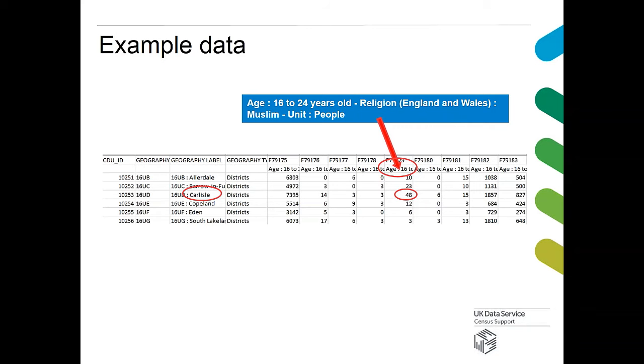And this is what the data would look like if you downloaded it in one of our interfaces. So you can see it's simply a table, and each row refers to a certain area, and then each column is certain attributes. So there's 48 people aged 16 to 24 who follow the Muslim religion who live in Carlisle.